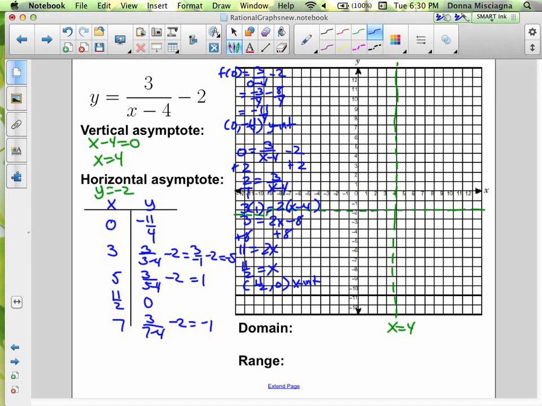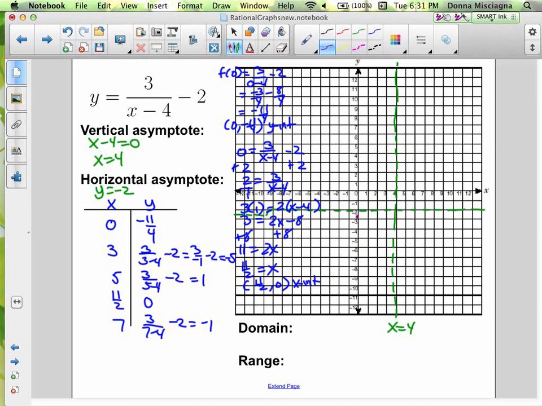Right, so that's going to be 0, negative 11 fourths. So that would be the same as 3 1/4. So that's going to be below here. Right, about, oh, excuse me, not 3 1/4. That's going to be 2 3/4. What was I saying? So right there.